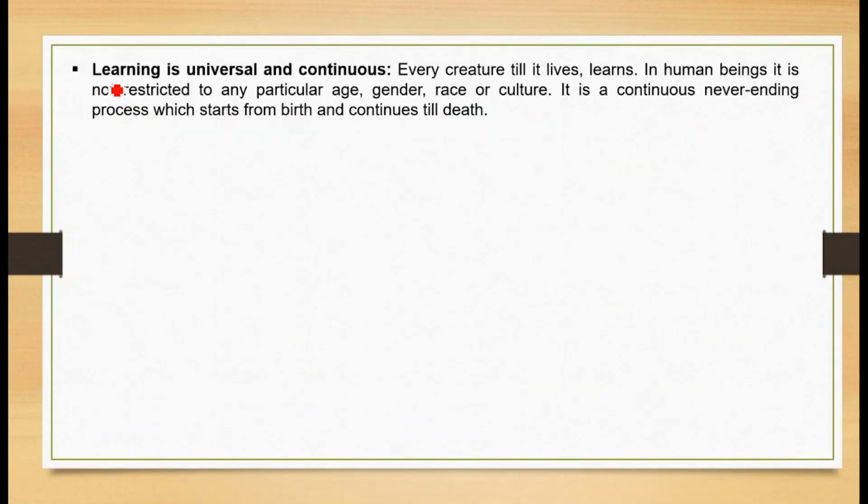Next we have: learning is universal and continuous. Every creature, till it lives, learns. Nobody ever finishes the process of learning is basically what this point is all about. In human beings, it is not restricted to any particular age or gender or race or culture. It is universal. It is open to all. Anybody and everybody can learn, and nobody is ever going to finish the process of learning. It is a continuous, never-ending process which starts from birth and continues till death.